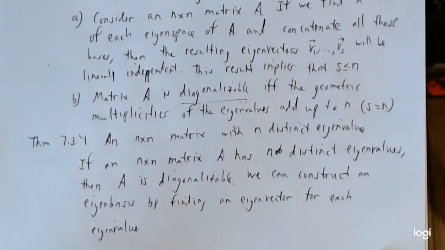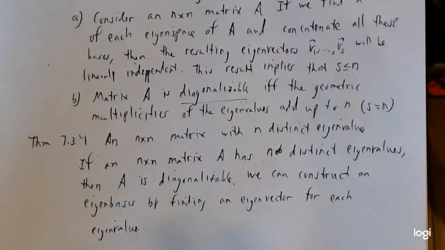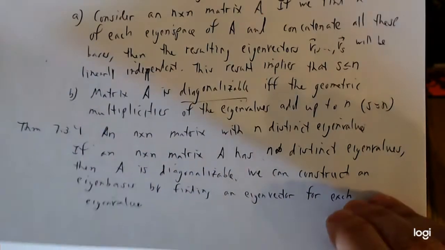Right? Because if I find an eigenvector for each eigenvalue, then I could put them all together, and that will be my eigenbasis, right? Because then we know that they're all going to be linearly independent. Okay? So moving on to our next example.